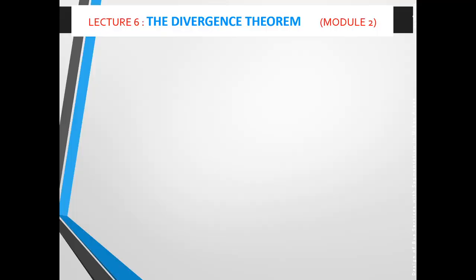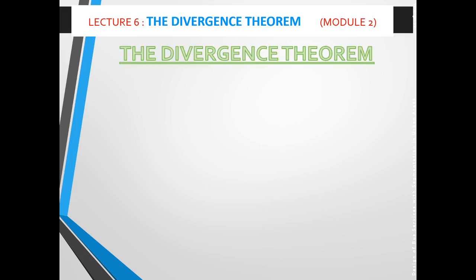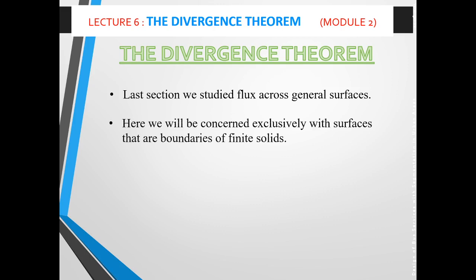So, divergence theorem. It's module 2. In the last section we studied flux across general surfaces. That means if we are given sigma, we find flux by using a surface integral for general surfaces. Now in this section, we will be concerned exclusively with surfaces that are boundaries of finite solids.